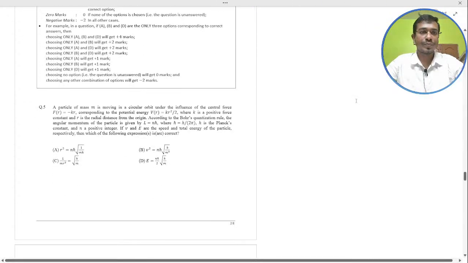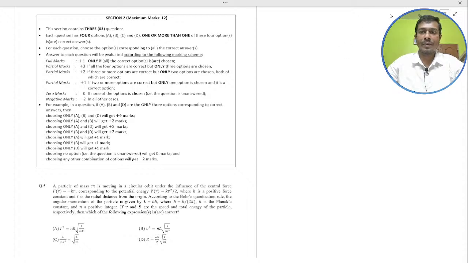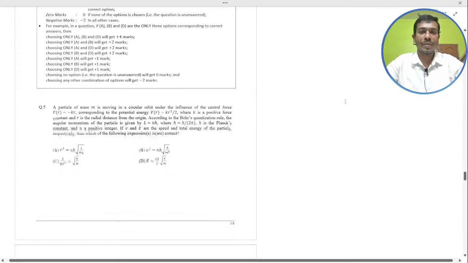Section 2. Section 2 is 1 or more than 1 is correct. 1 or more than 1, that means this is the MSQ, multiple select question. Question number 1.